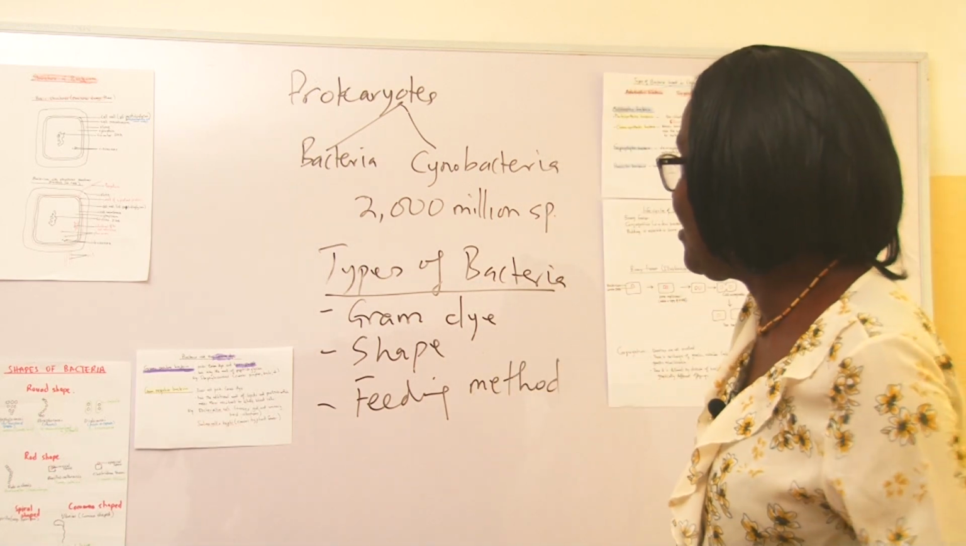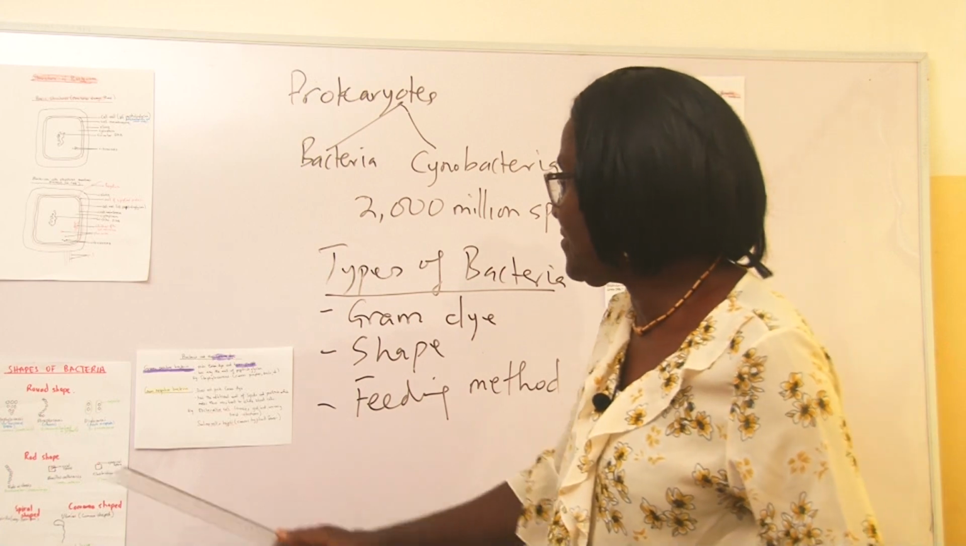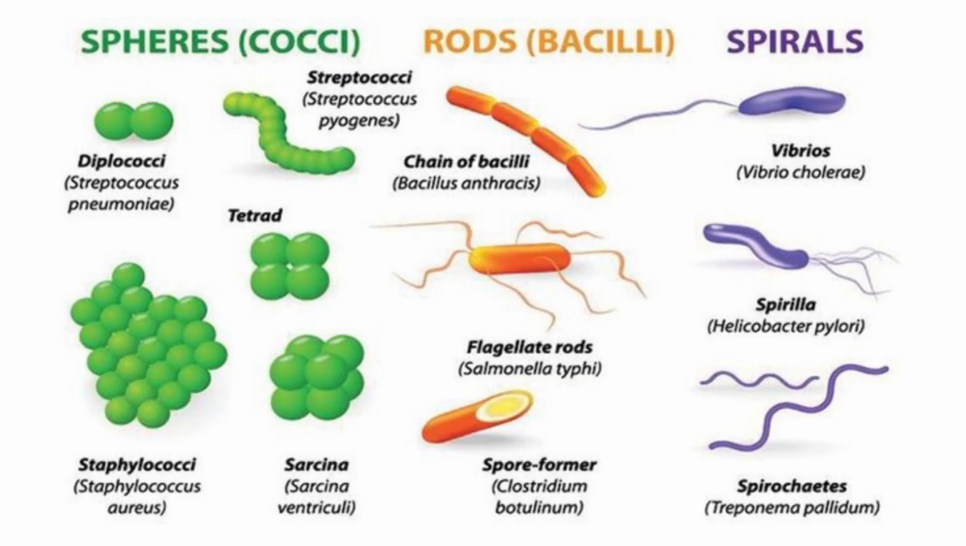Bacteria can also be grouped according to their shapes. You have round-shaped single cells. You have round-shaped ones that are like a bunch of grapes. They are the Staphylococcus. Cocci is plural. All right? Good.